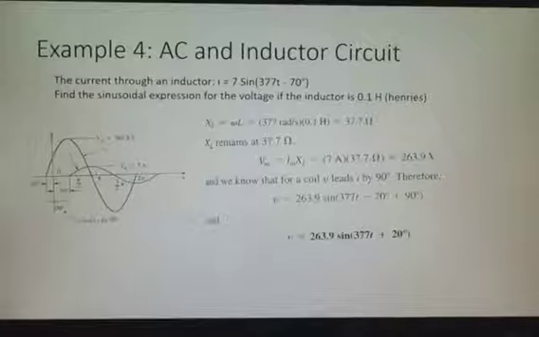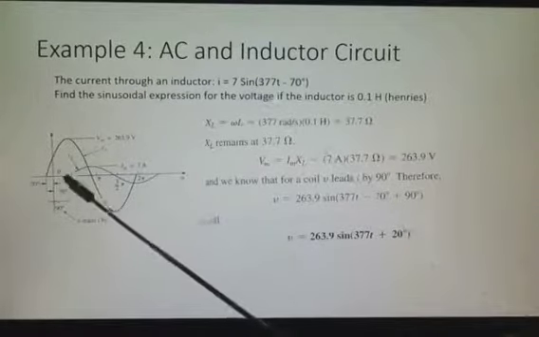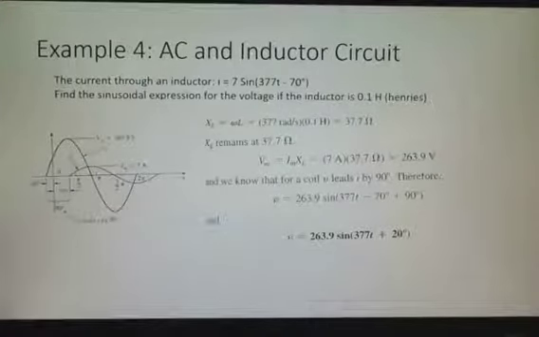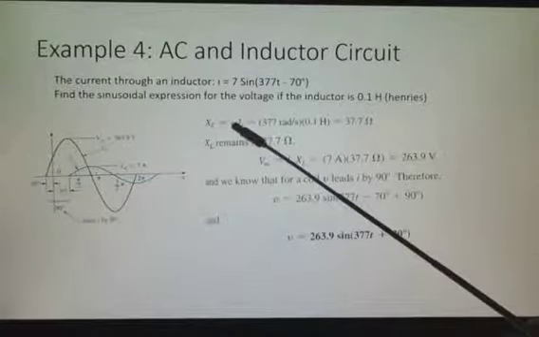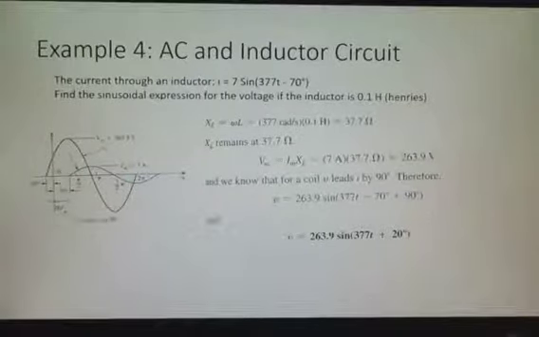Let's do another example with an inductor circuit. This time the current is at minus 70 degrees from the origin. Find the sinusoidal expression for the voltage if the inductor is 0.1 henries. So X of L equals omega L. There's your angular velocity. Times 0.1 gives you 37.7 ohms.